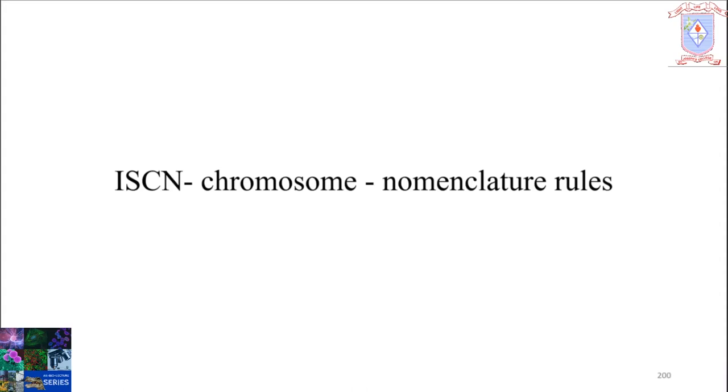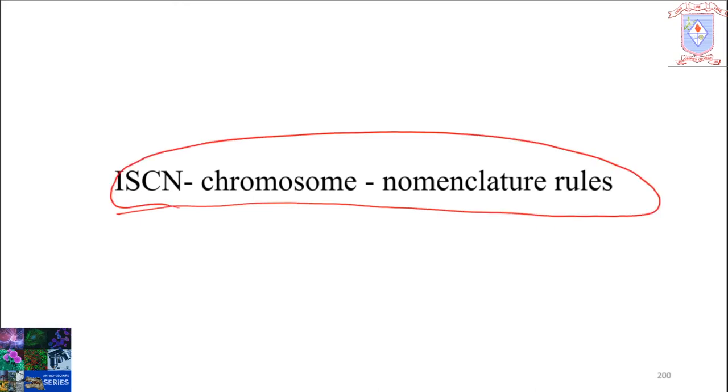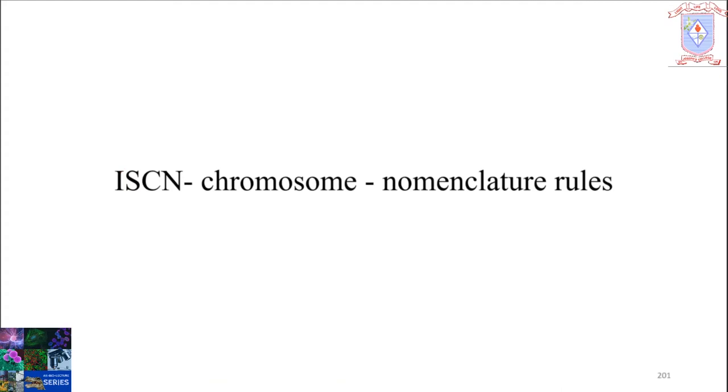In the last class, I explained what is ISCN, then discussed the different conferences as well as the decisions of each conference and the 7 group classification of chromosomes. In this video, you will see some nomenclature rules for describing the loci of a particular chromosome. The nomenclature rules for describing the loci of each chromosome are also described by ISCN, and the geneticist must follow this rule when describing or naming a chromosomal aberration.